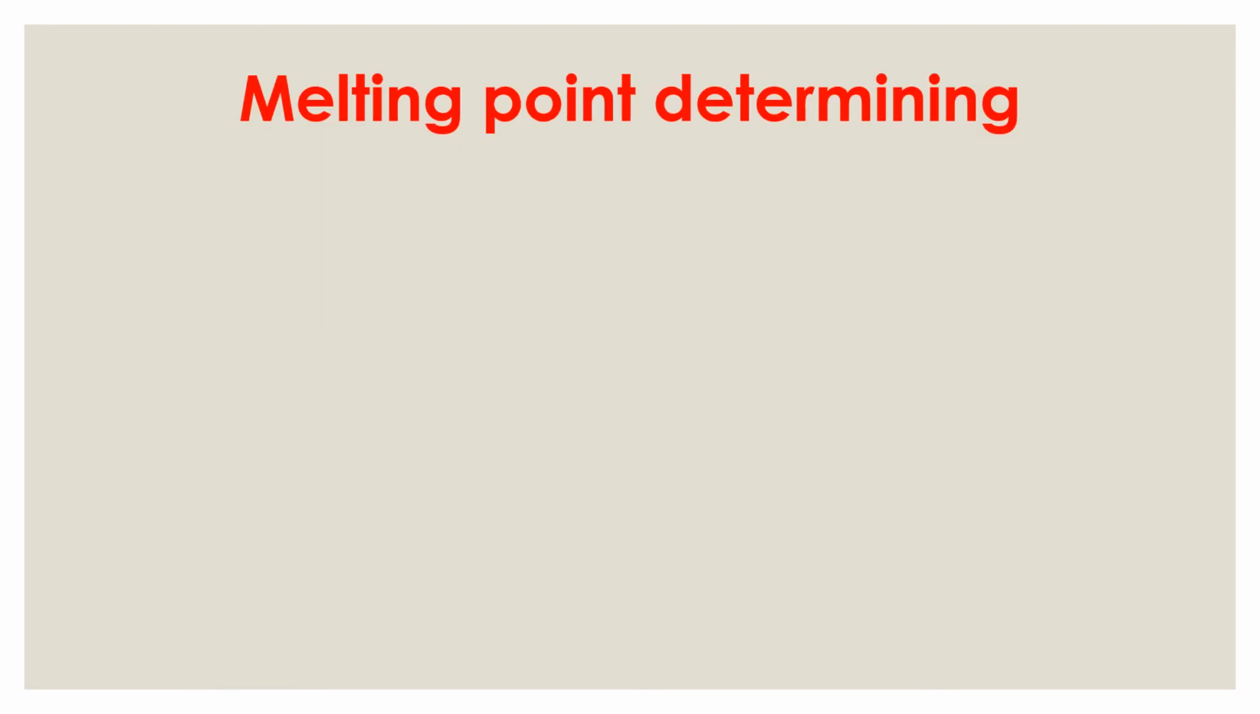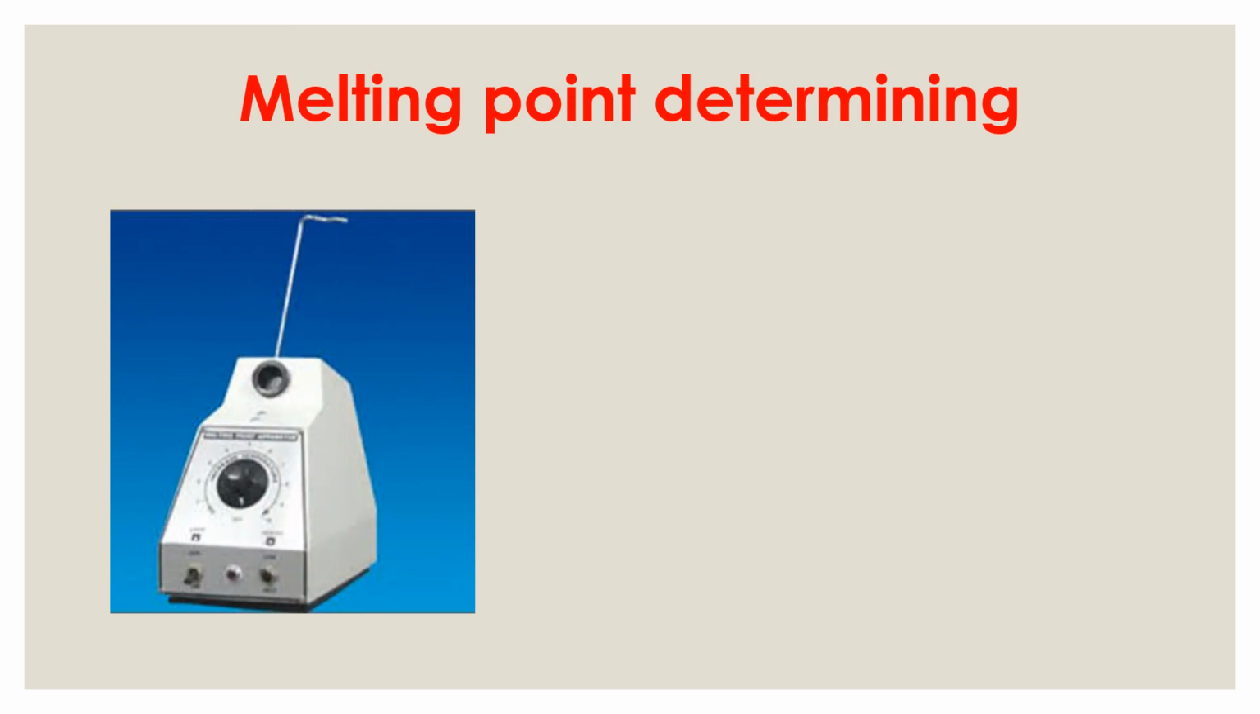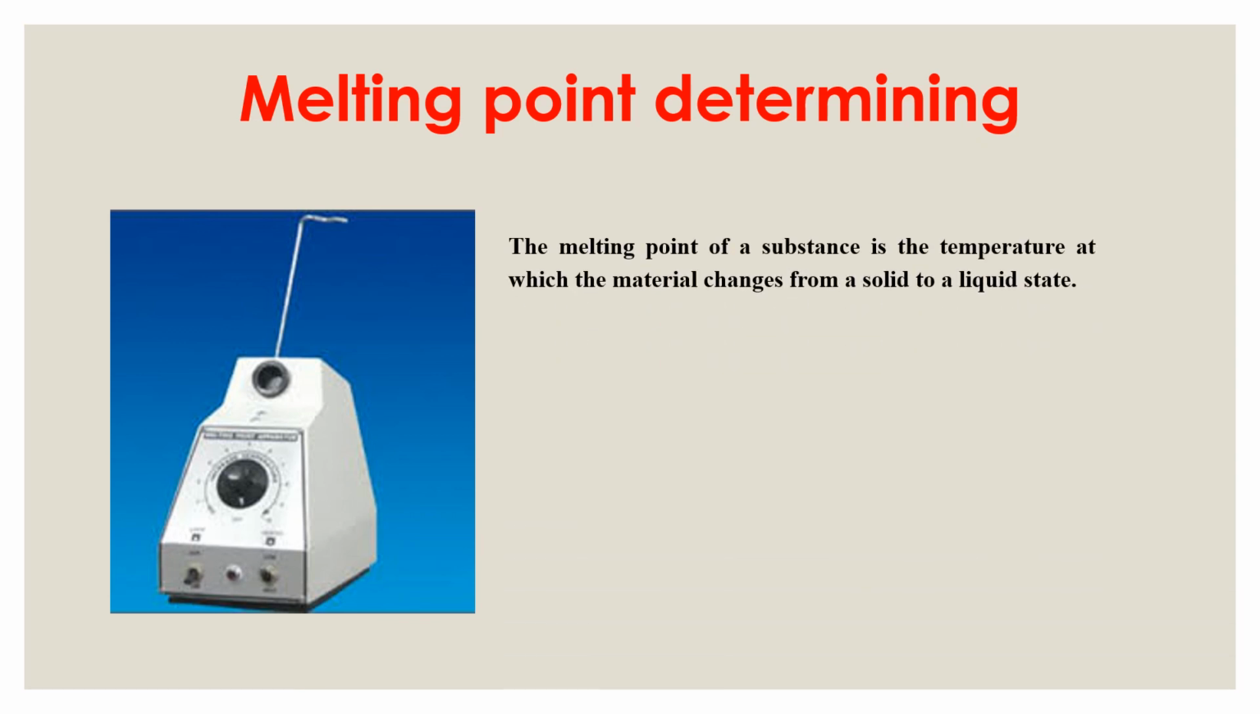The third important experimental technique that we have to understand is on determination of the melting point of a substance. Melting point is the temperature at which the solid changes into a liquid. This is the experiment that is used to determine the melting point of a substance.